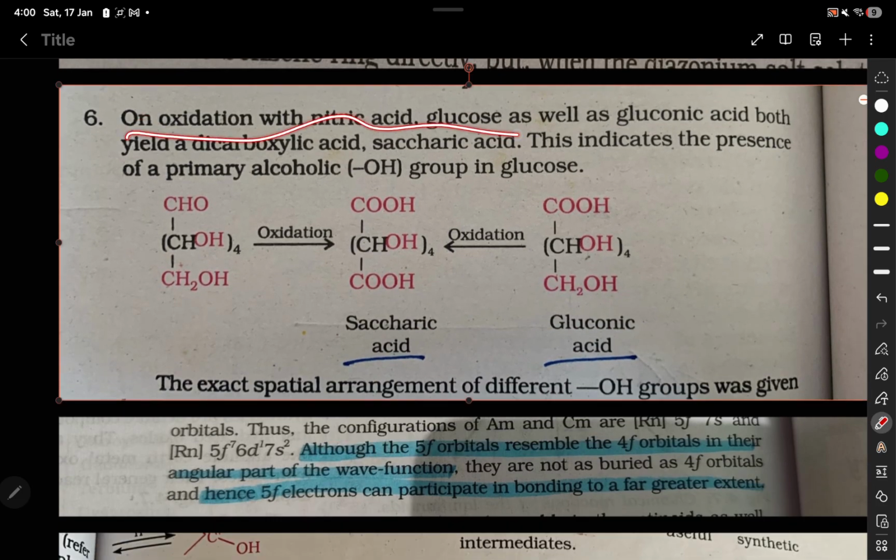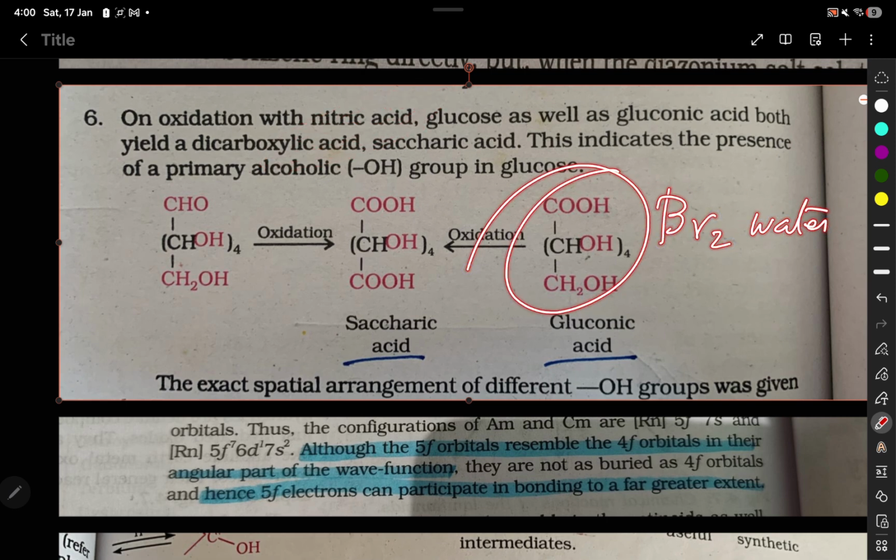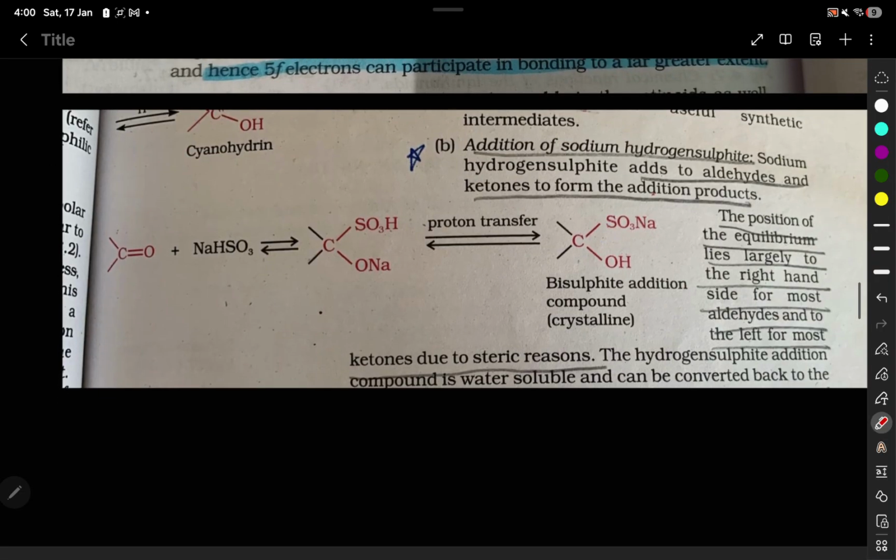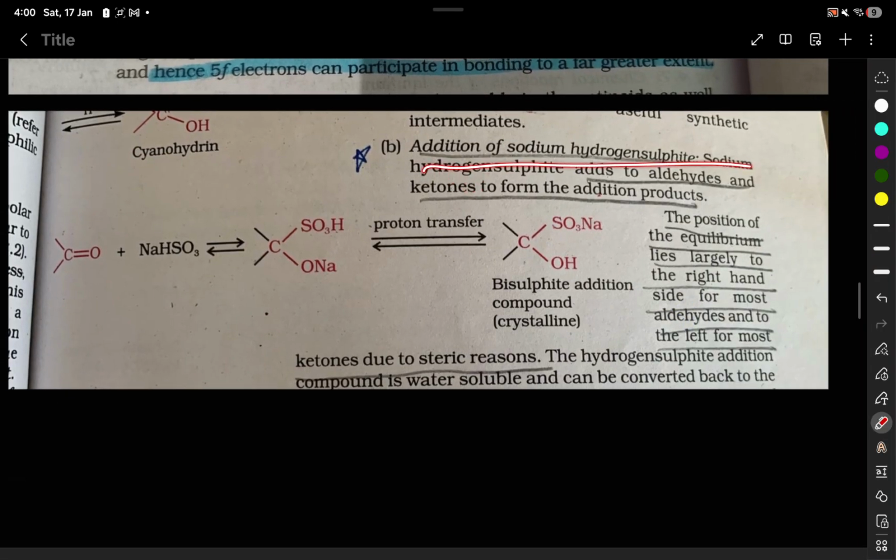Then you have, on oxidation with nitric acid, glucose as well as gluconic acid yield a dicarboxylic acid, which is saccharic acid, and that is only with a strong oxidizing agent like nitric acid. With Br2 and water, it becomes only gluconic acid, which is replacing only one of the C, making it COOH only once.